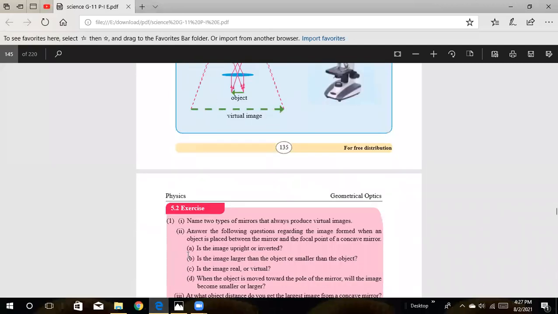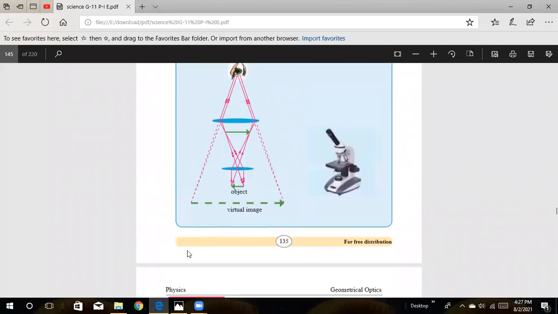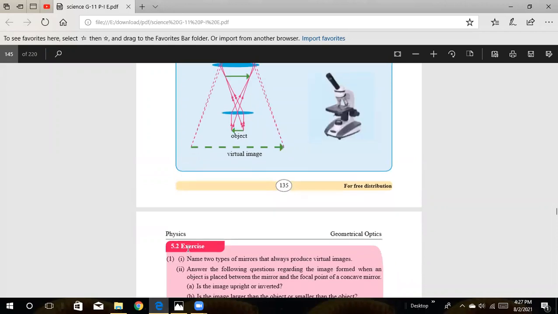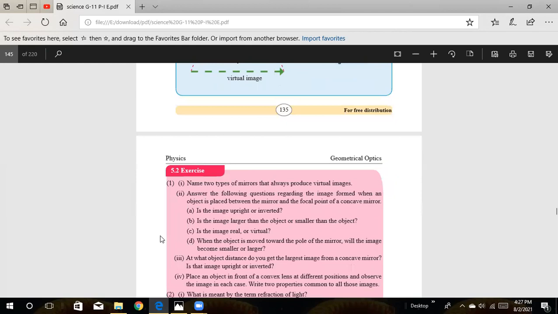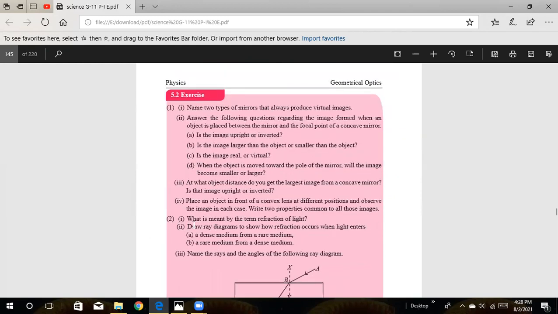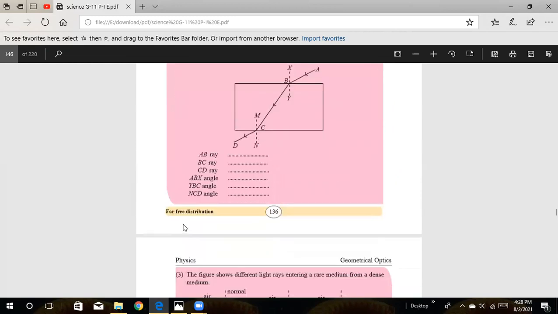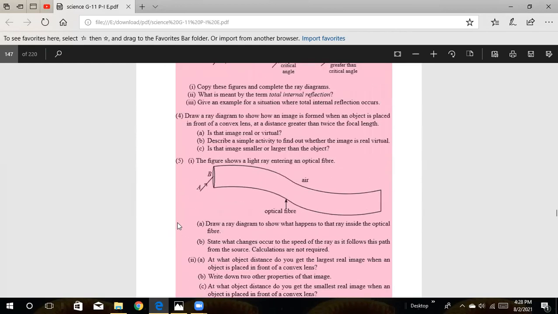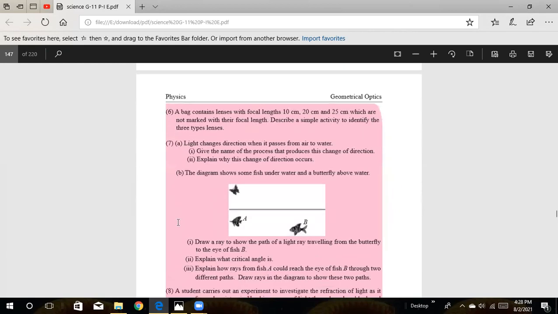Right. Now, in this lesson, you should do the exercise to get good knowledge. Always you should do these questions and complete these questions.